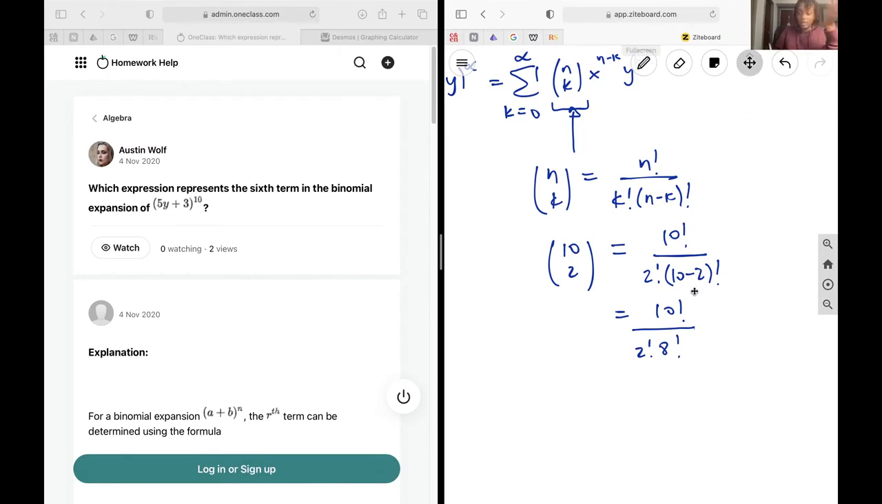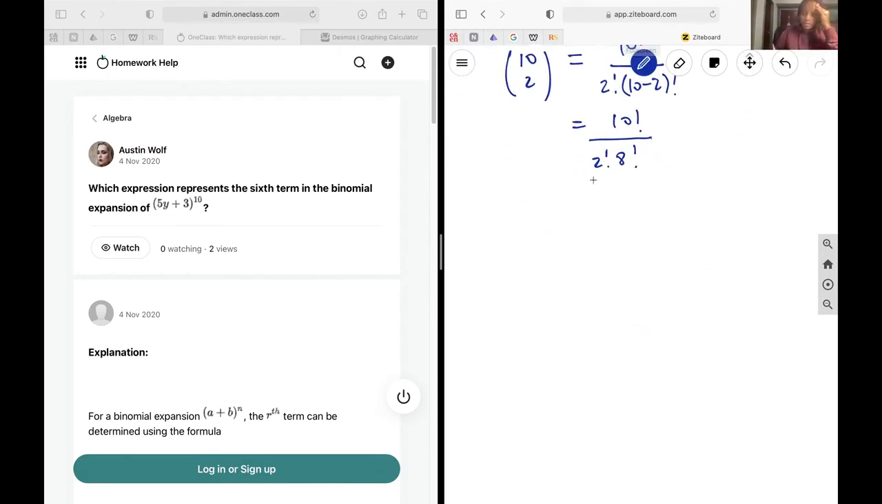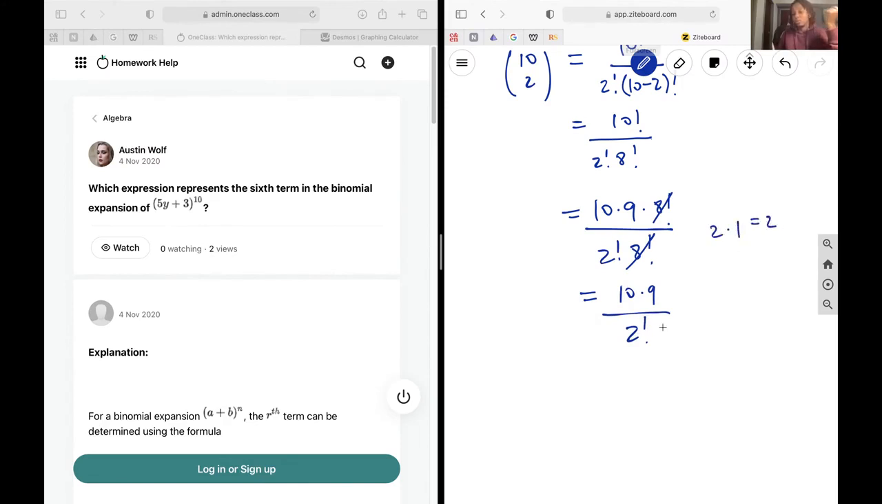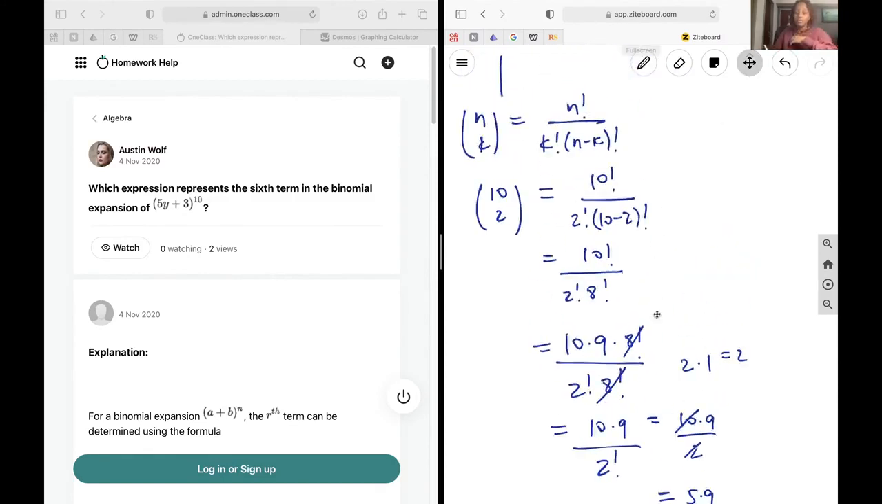And then you can plug this into a calculator if you'd like. You can also just simplify it. 10 factorial is 10 multiplied by 9 multiplied by 8 by 7 by 6 until you hit 1. That's the same thing as 8 factorial over 2 factorial, 8 factorial, and the 8 factorials cancel. This becomes 10 times 9 over 2 factorial. 2 factorial is 2 times 1, which is just 2. So that's 10 times 9 over 2. Divide out any common factors, and this becomes 5 times 9, just as an example.